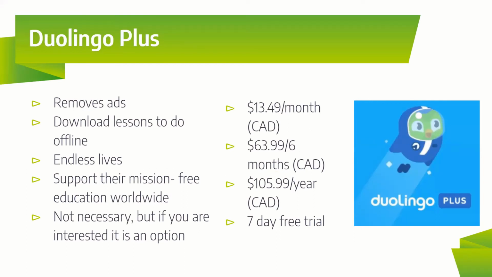The rates per month are $13.50. For 6 months it is nearly $64, and then finally at $105.99 per year, and these are all in Canadian. And then finally, Duolingo also gives you a free 7-day trial. When you sign up on Duolingo, they give you a 7-day free trial.